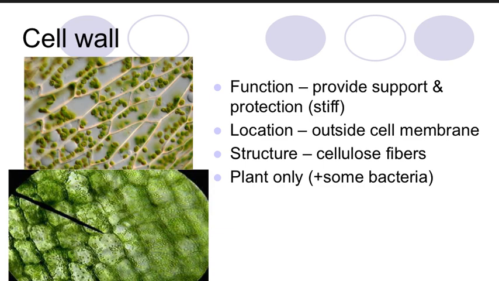So what cells do you find this in? These are in plant cells, and then some bacteria will also have a cell wall, but theirs is made out of peptidoglycan and not cellulose. So it's found in plant cells and some bacteria.